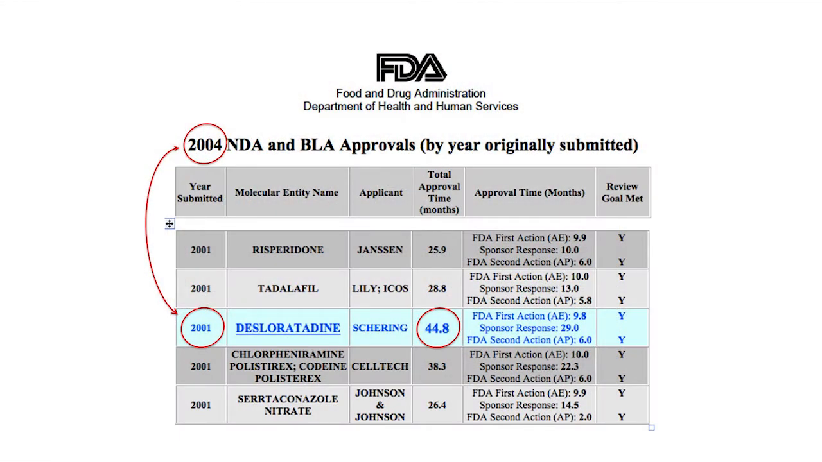Trying to solve this problem of biologically generating the 3-hydroxy was a big part of why it took 44.8 months, about 4 full years, for the FDA to approve Schering's NDA for Clarinex. And what's more, it was the entire reason why the FDA imposed a subsequent requirement to continue to study the enzymology of 3-hydroxy formation even after the NDA was approved.